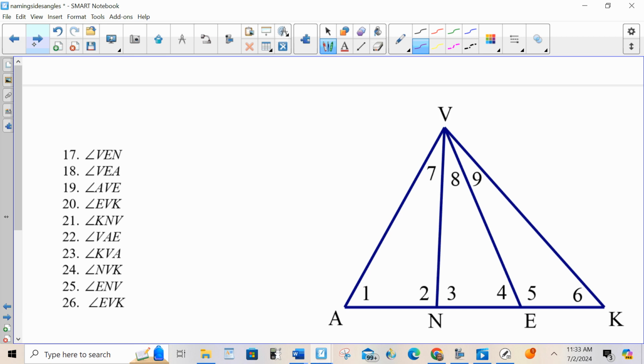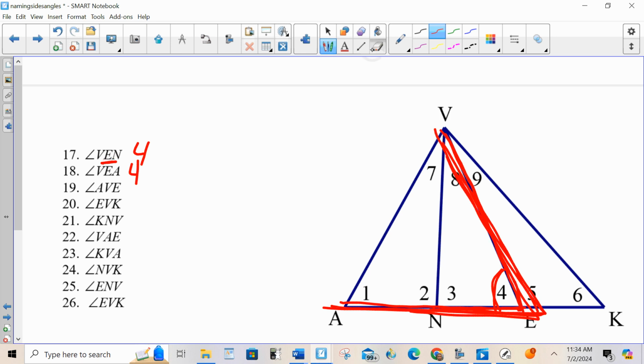Here you have different vertices. VEN, the vertex is at E. From E, it's going to V. It's going to N. The angle formed between those two is just angle 4. Now, there's different ways to name angles as long as the vertex goes in the middle. So actually, VEA, EVA is the same exact angle. You could call it VEA, VEN, NEV, or AEV.